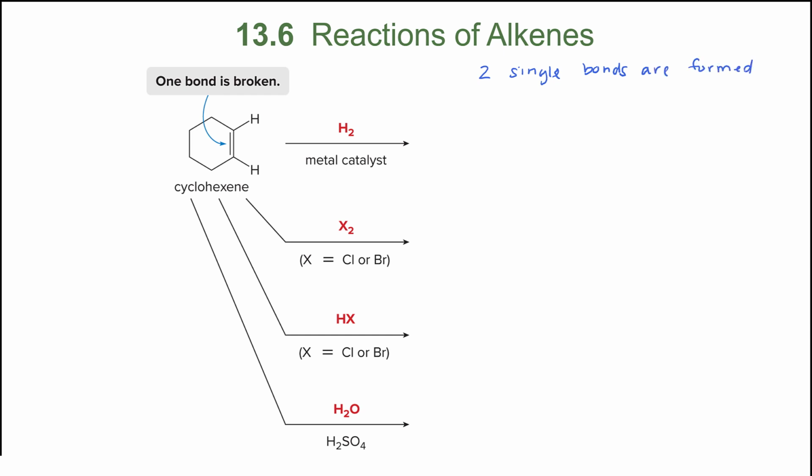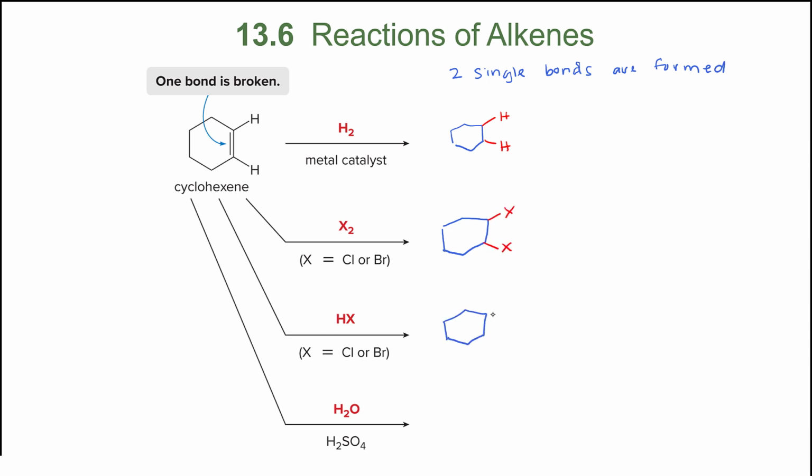So for cyclohexene, we add H2 with a metal catalyst. That's going to add H's across the double bond. And you don't have to draw those in because they're implied, but I'm just drawing them to show what happens in the reaction. When we react cyclohexene with halogens, either chlorine or bromine, we get the cyclohexane back. So that double bond goes away, and we're going to replace those two hydrogens with whatever halogen we added.